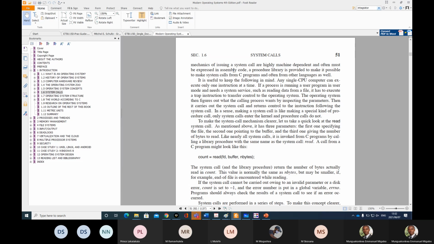If a process is running a user program in the user mode and needs a system service, such as reading data from a file, for example, it has to execute a trap instruction to transfer control to the operating system. Okay, what does it mean, a trap instruction? So let's put this in perspective. Someone is running a user program.